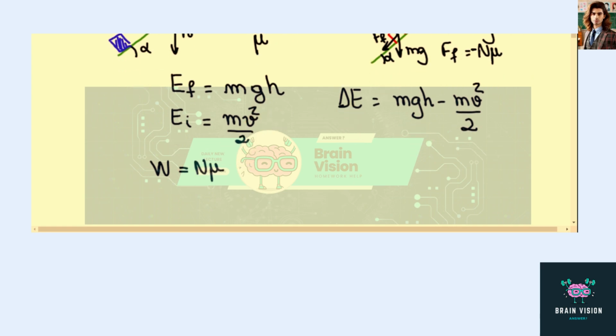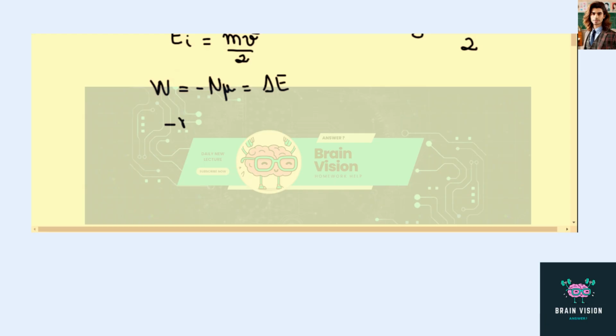So the work is minus N mu, and this is equal to delta E. Now, this is minus mg cosine alpha mu. Actually, I should multiply it by d as well. I'm sorry, the work is the force multiplied by the distance d. This is equal to the variation in energy, and the variation in energy is just mgh minus mv squared over 2.